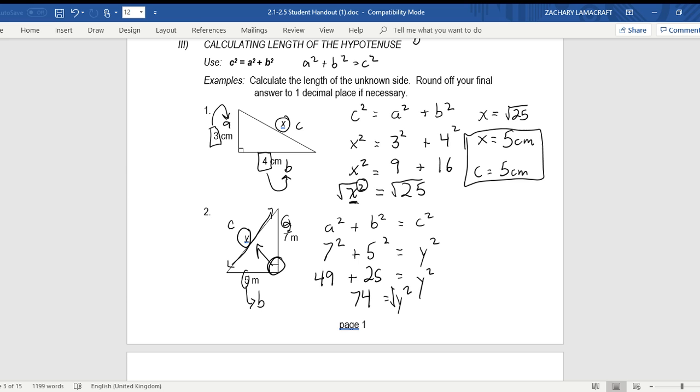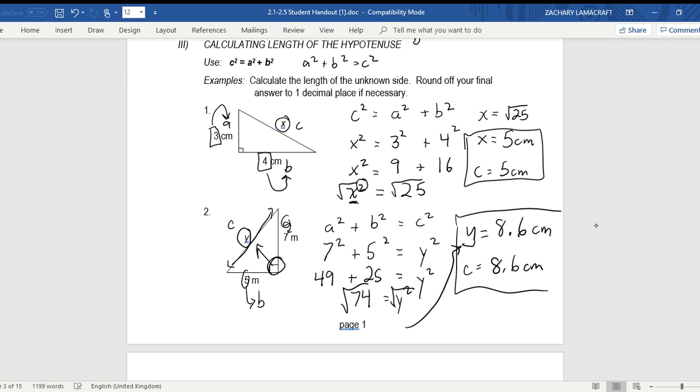And we know to get rid of this squared, we have to square root the answer 74. So in this case, y then, just going up here, is equal to 8.6 centimeters, or c being equal to 8.6 centimeters. And we make sure that we round to 1 decimal place, and we put the units, which is centimeters. So just make sure that you have all that up there.